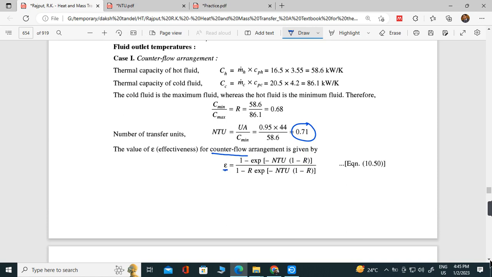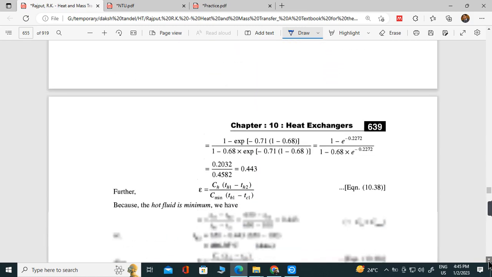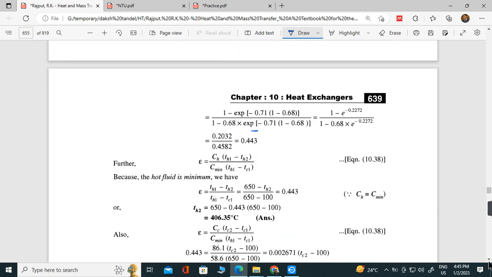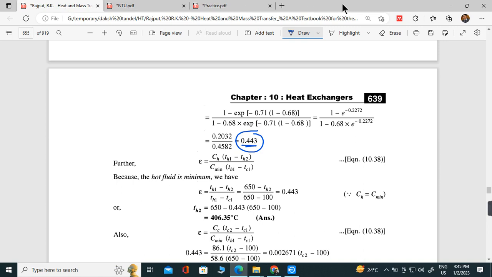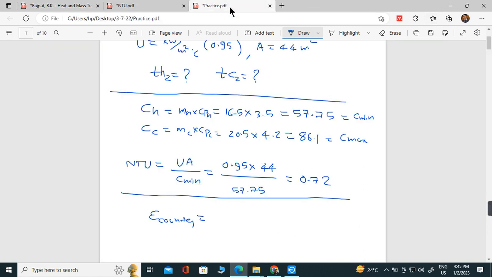Now what is R? That you know, capacity ratio, Cmin by Cmax. So here again we will not have to discuss in detail, but finally what is effectiveness? What effectiveness we got? 0.443 for counter flow. अगेन इफेक्टिवनेस किसके लिए, काउंटर फ्लो के लिए कितनी मिली हमें इफेक्टिवनेस, 0.443. Clear. So this effectiveness we got.